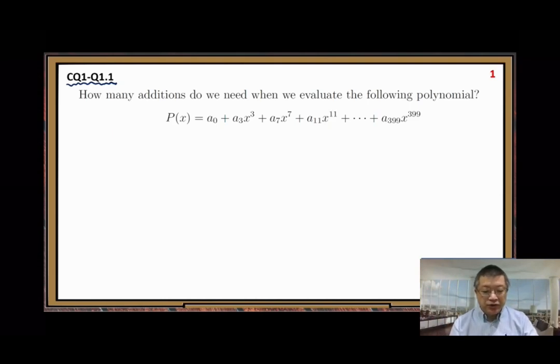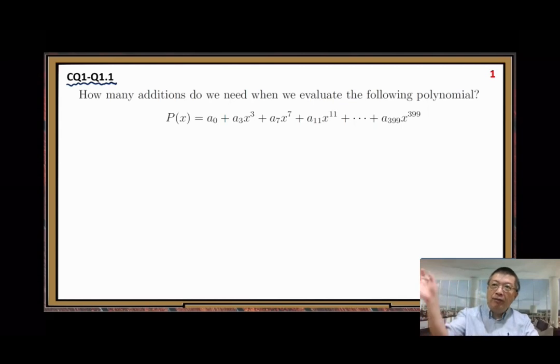How many additions do we need when we evaluate the following polynomial? Here, I didn't give you the standard way to write the polynomial. You can see the subscripts, the exponent number for each term, do not use the natural numbers in order, 1, 2, 3, 4, consecutive natural numbers. Here, the subscripts I choose jump, not consecutive numbers. That way can make the question a little harder.